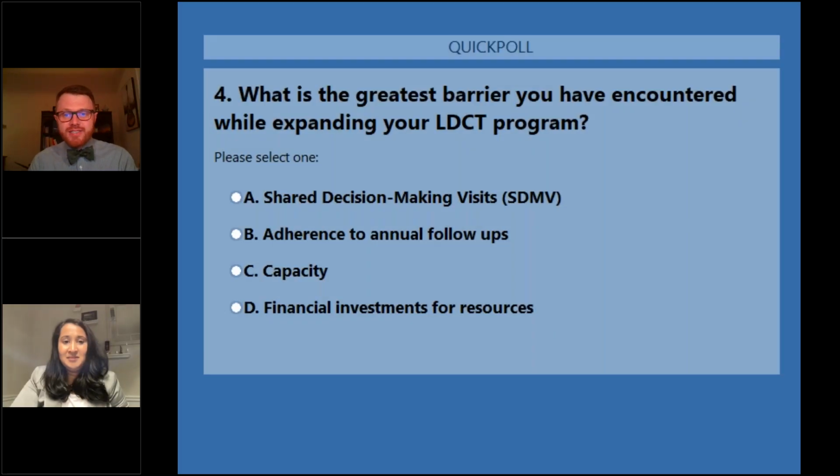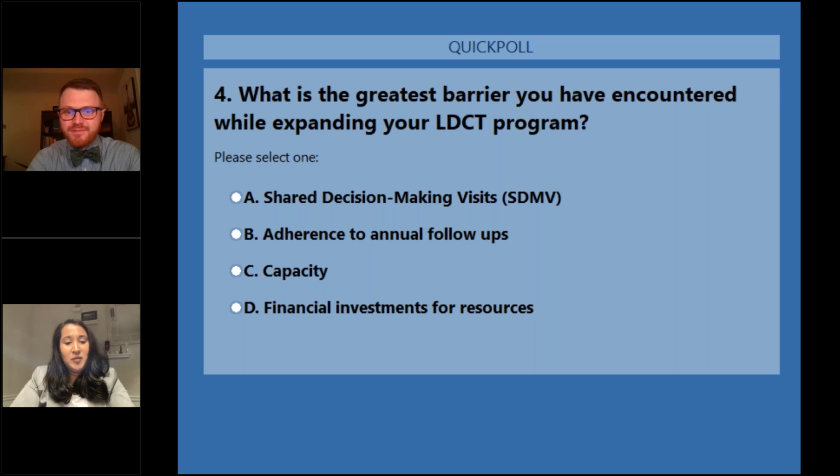All right, what is the greatest barrier you have encountered while expanding your lung cancer screening program? Shared decision-making visits, adherence to annual follow-ups, capacity, and financial investments for resources. I think we've talked about all of those this evening. So I'm interested to see what the audience thinks is their greatest barrier. You just get to pick one this way, force you to make a decision.